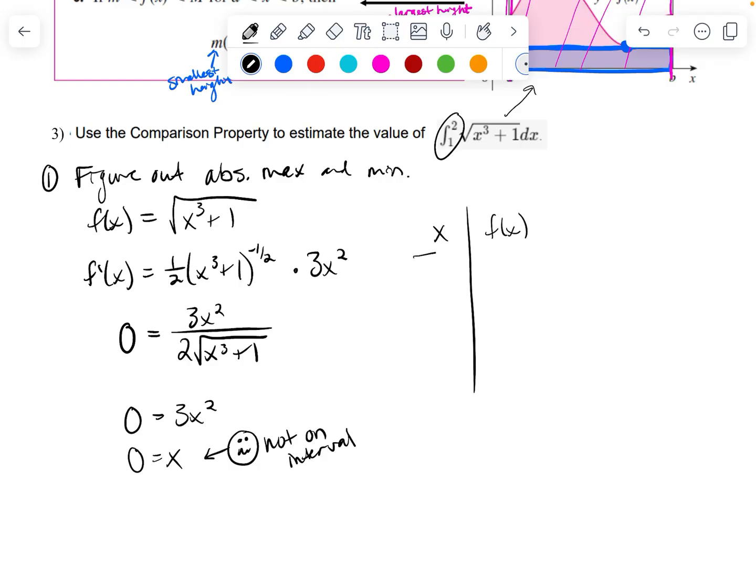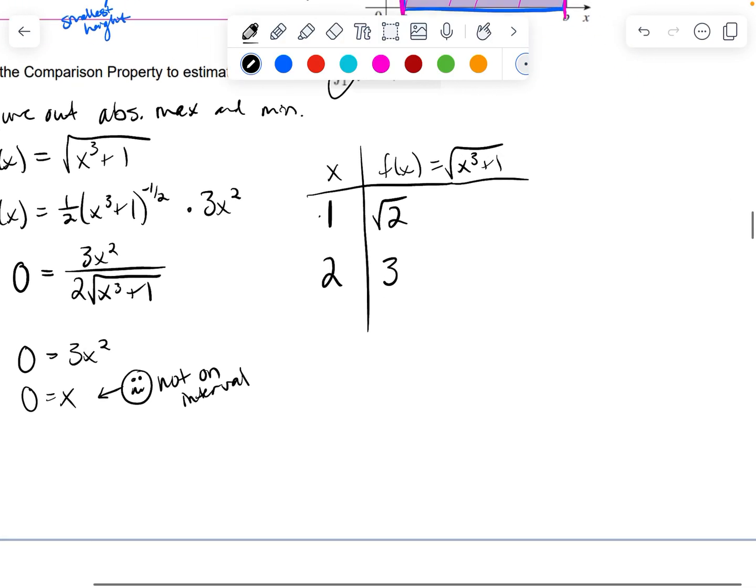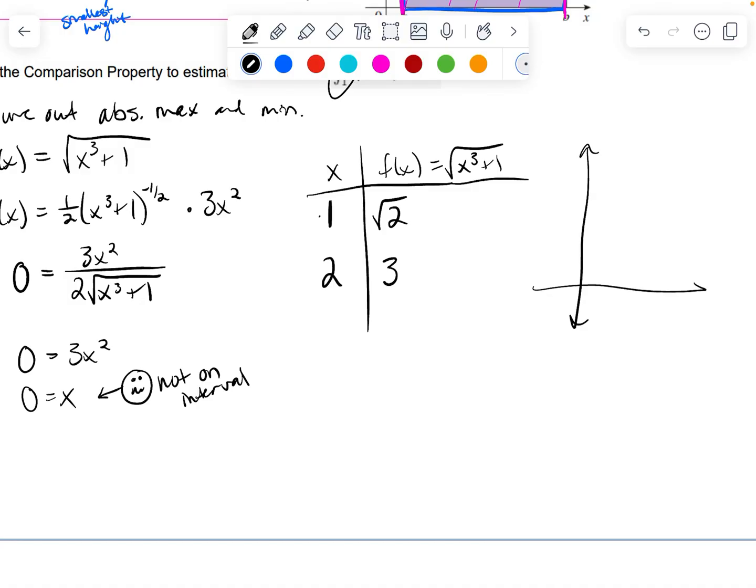So I'm going to make a table just like I usually do, but I don't even have a critical point. So I'm going to check 1 and 2 because those are my interval endpoints. And if I plug it into f of x, so f of x is that x cubed plus 1, if I plug 1 in, I get root 2. And then if I plug 2 in, I get 3.